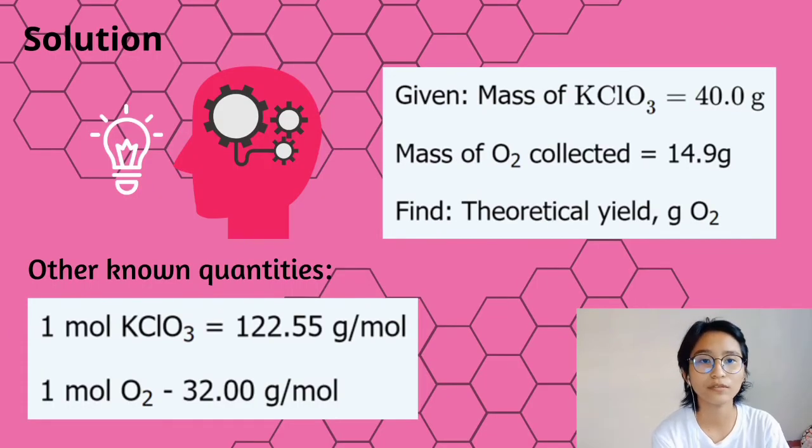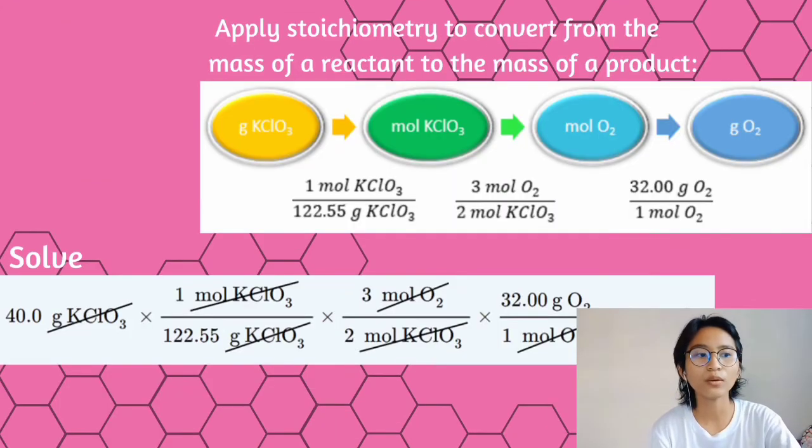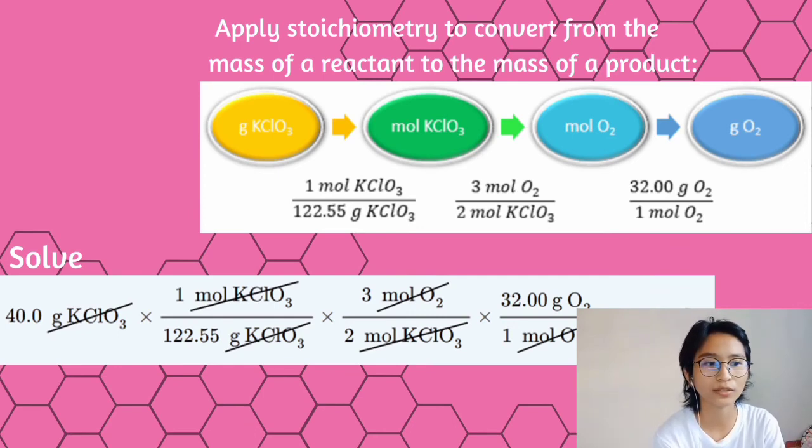First is to write down the given, which are mass of potassium chlorate 40 grams and mass of oxygen gas collected 14.9 grams. Then the other known quantities, which are 1 mole of potassium chlorate, which is 122.55 grams per mole, and 1 mole of oxygen gas, which is 32 grams per mole. We now apply stoichiometry to convert from the mass of a reactant to the mass of a product. Using the illustration above, we can now see the converted values. Then we solve for the theoretical yield using the equation.